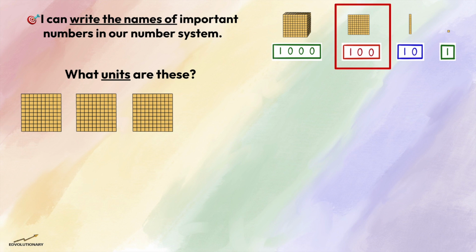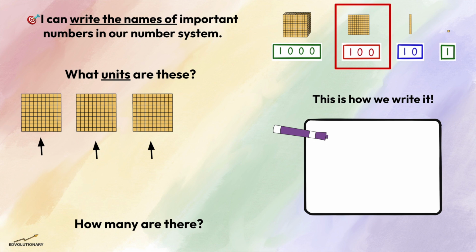So what units are these? Hundreds. Remember, that's what they look like. Point to the upper right corner. How many are there? 1, 2, 3. Based on what you know about this, how do you think you write 300s? And maybe give them a chance to grapple with this for a second. And then show them and then say, make yours look like mine.